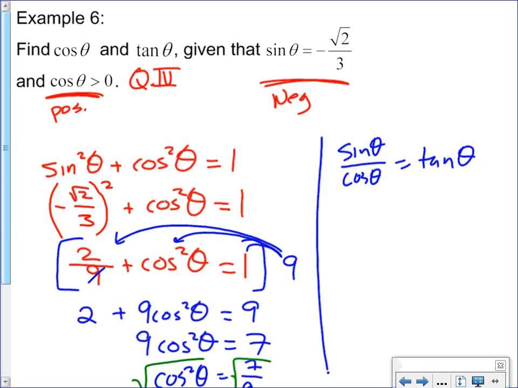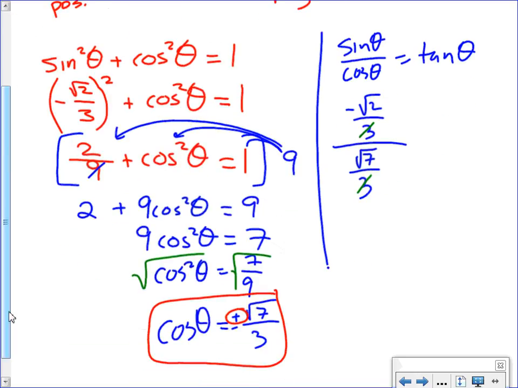Here's the deal. I love me some fractions because it's just like a mind game. So sine is negative root 2 over 3, and cosine we just found out was positive root 7 over 3. Since the denominators are both 3, according to keep, change, flip, they just cancel out. So now we have negative root 2 over root 7.